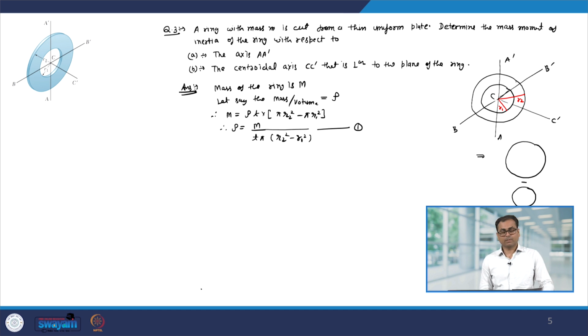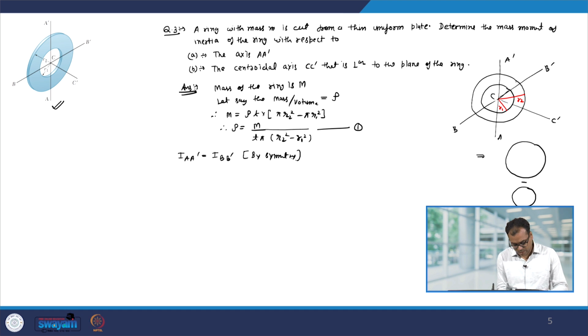Let us call this equation number 1. Now, by symmetry you can see here that the moment of inertia about AA' will be equal to the moment of inertia about BB'. So, from the symmetry, I_AA' will be equal to I_BB', and I_CC' from the perpendicular axis theorem will be equal to I_AA' plus I_BB'. So, therefore, that is equal to 2 I_AA'.